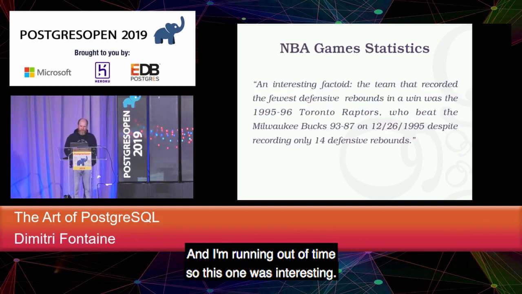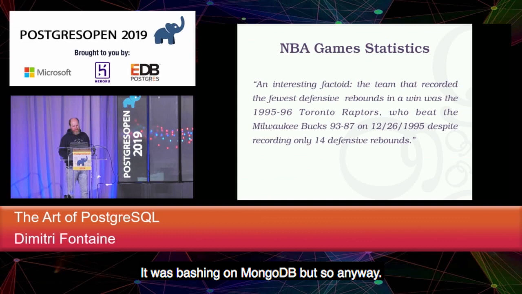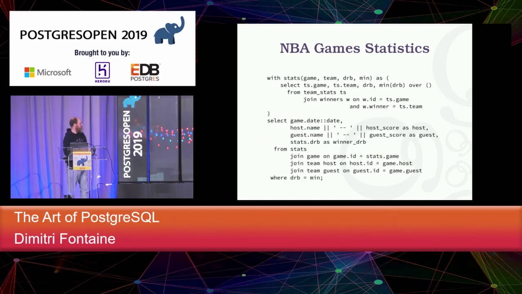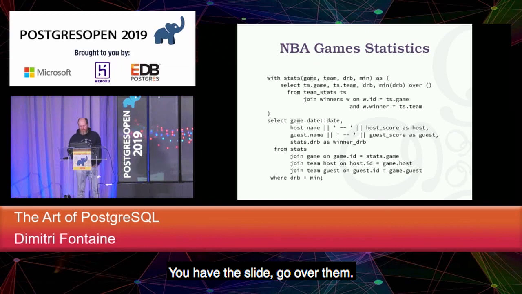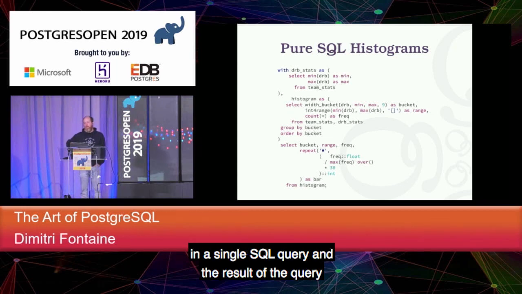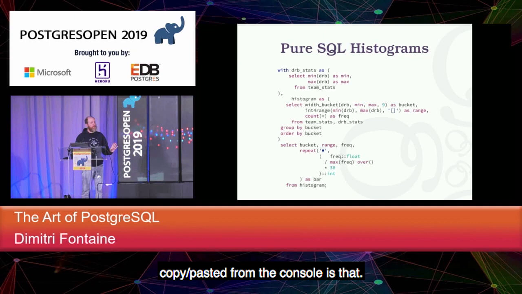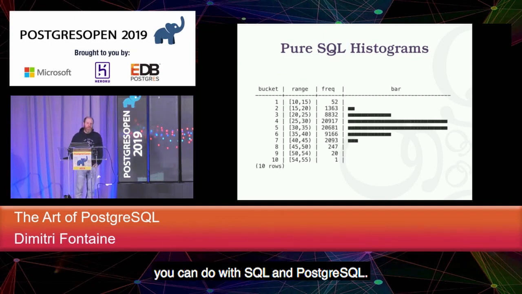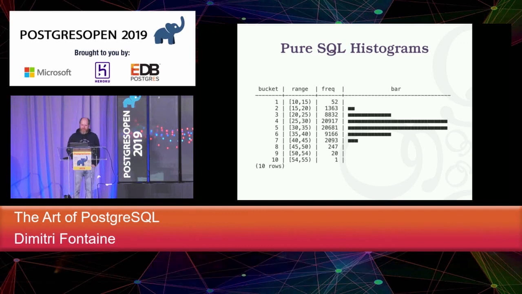I'm running out of time, so this one was interesting. It was bashing on MongoDB, but anyway, you'll have the slides, go read over them. And this one, I don't have time to explain it, but it's a model view controller in a single SQL query, and the result of the query, copy-pasted from the console, is that. So that's the kind of thing you can do with SQL and Postgres.